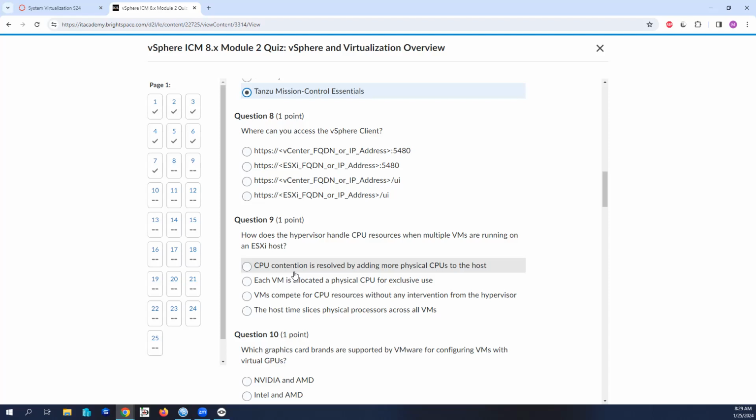So what can we eliminate up here? You can eliminate the two ESXis because those would be the host. We're looking for the vSphere client. That's what connects into the vCenter server. And now we have two options up there.